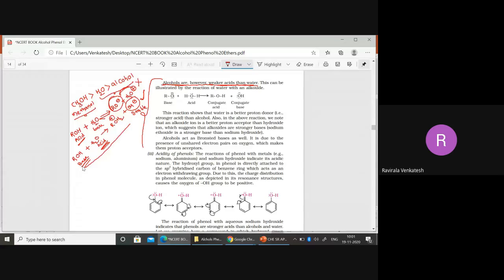So alcohols are a weaker acid than water actually. This reaction shows that water is the best proton donor. See, in this case, which is donating the proton? Water, the acid. So the proton donor is water. Therefore, water is a stronger acid than the alcohol.